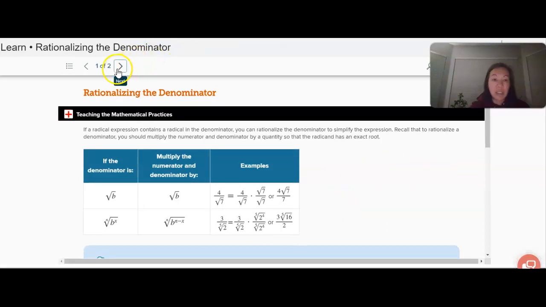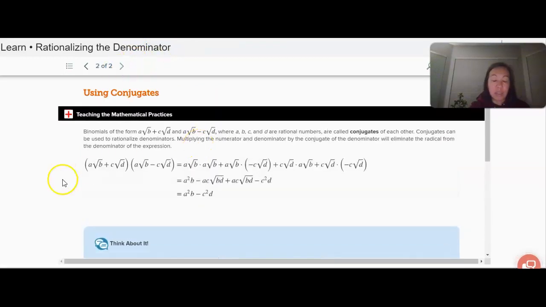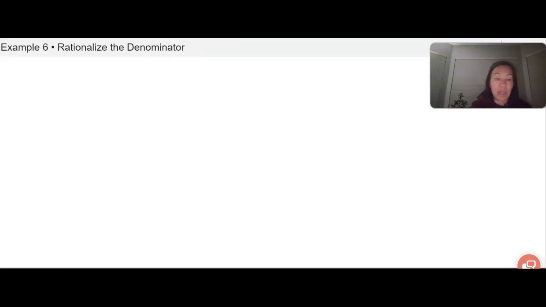Now if it's not just a single radical on the bottom, maybe it's a radical expression like 2 plus root 3 or something like that, then we're going to multiply the top and bottom by the conjugate of the bottom. So if I have an expression a root b plus c root d, the conjugate would be the exact same but with the opposite sign. So we'll look at examples of that.